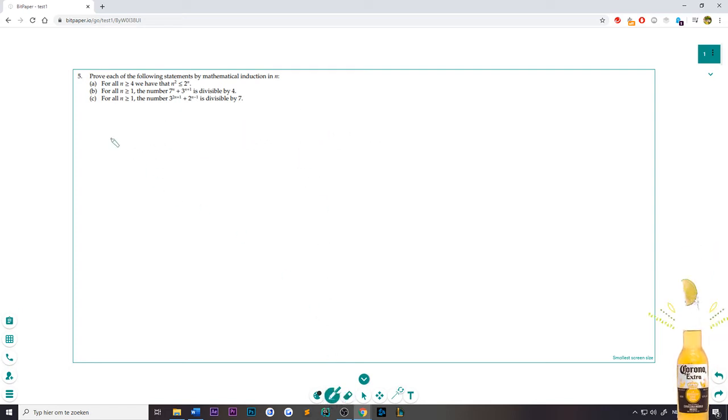So for the inductive step, what we say is we take an arbitrary m bigger or equal than 4, right? Because that's the constraint that we have, right? And so we want to figure out what this becomes if we go to m plus 1. Okay? Well, if we write this out, then what do we get? Well, we get m squared plus 2m plus 1, right?